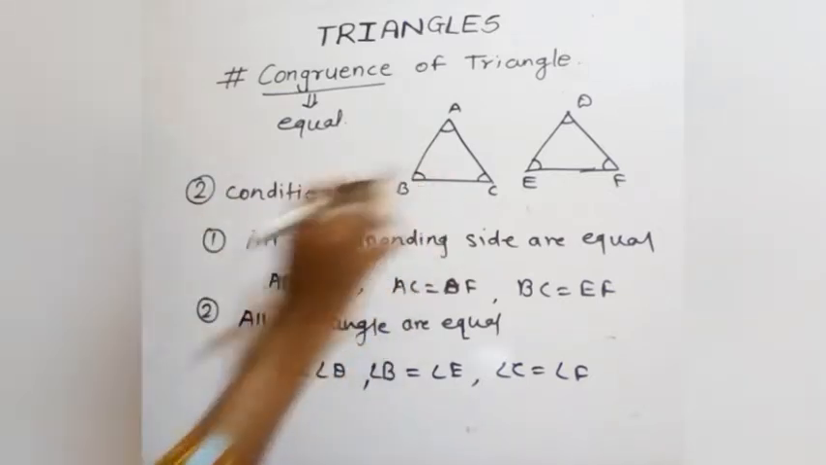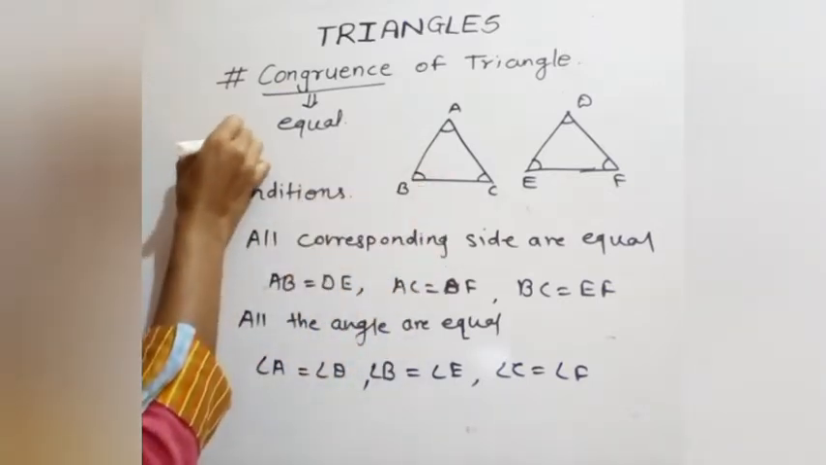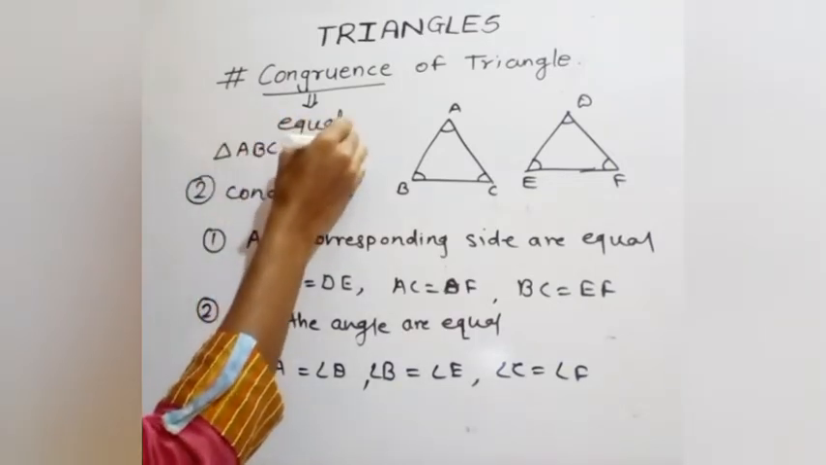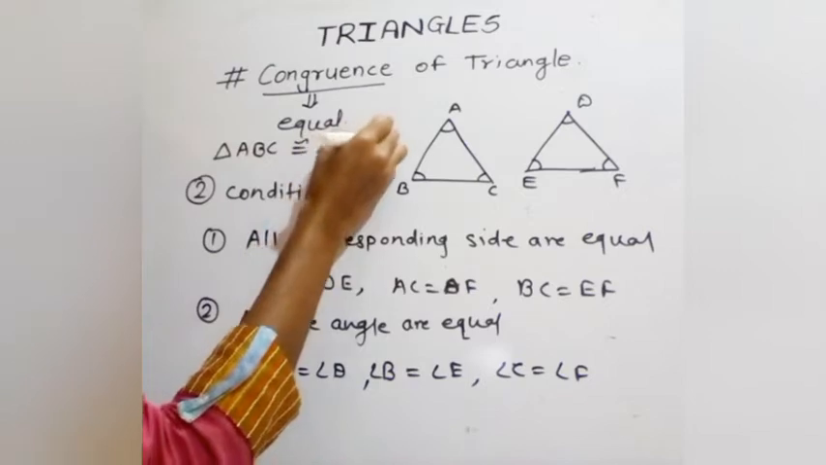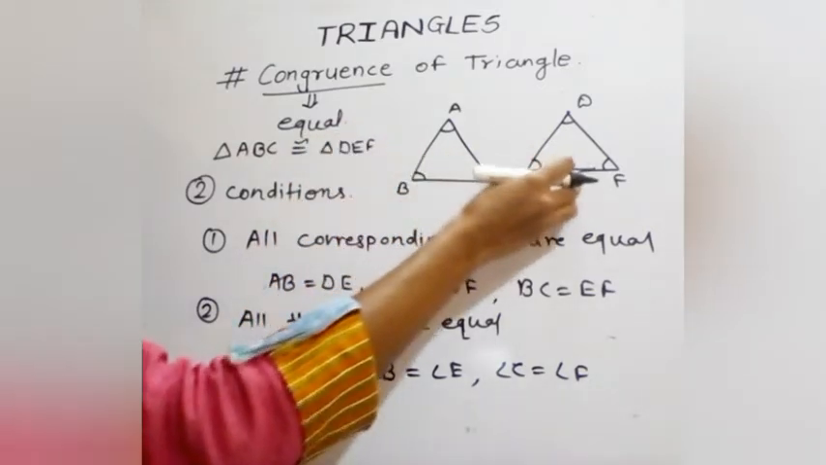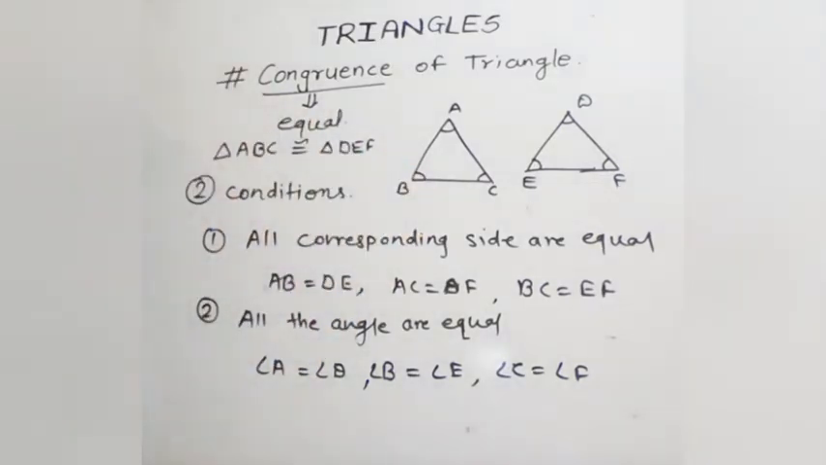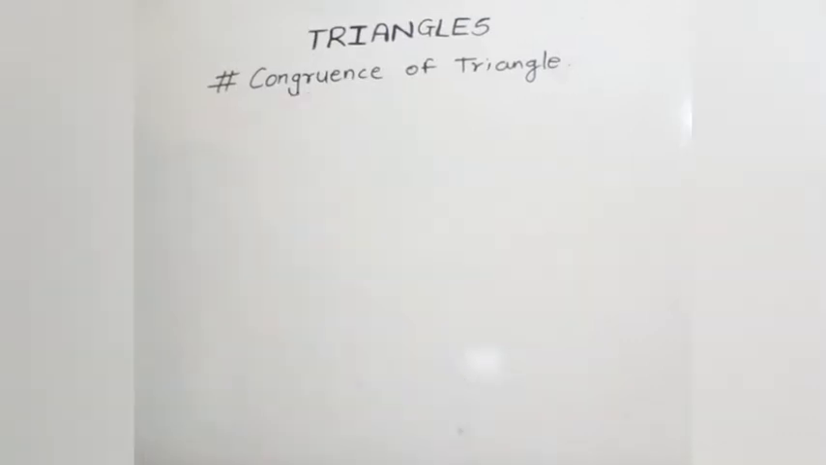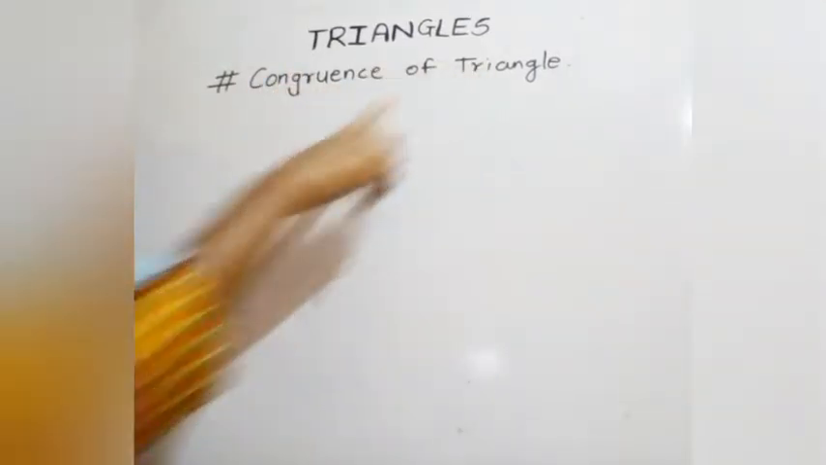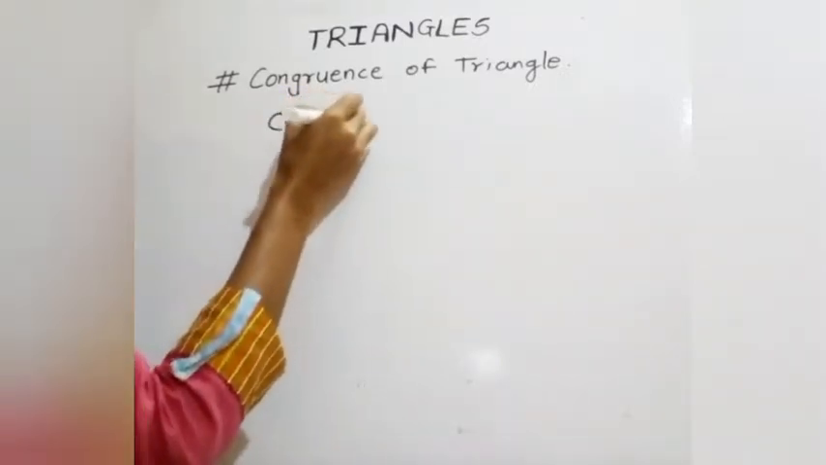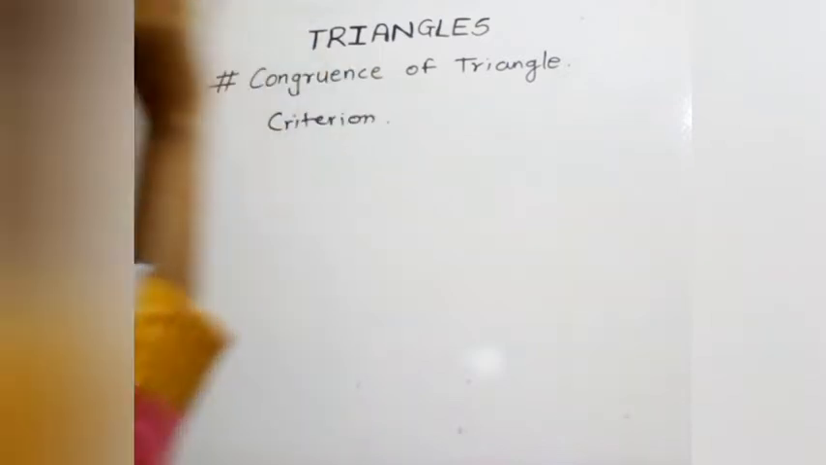How can we write that the triangles are congruent? We can write that triangle ABC is congruent to triangle DEF. If one triangle is congruent to another triangle, then another triangle is also congruent to first triangle. This is all about the congruency of triangle. Now let's understand what are the criteria for congruence of triangle.